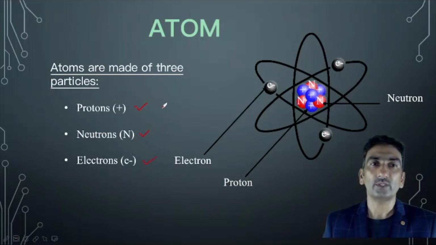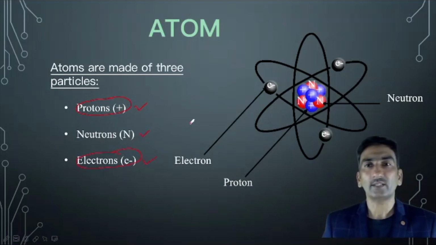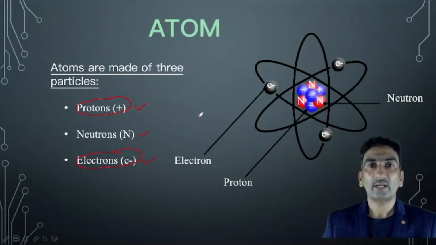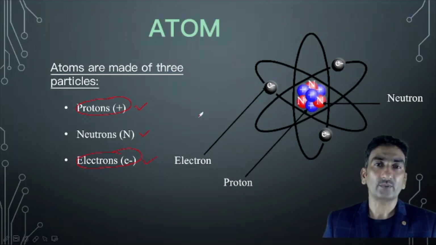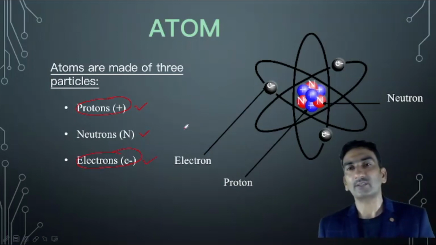Now the question is, if the number of protons and the number of electrons are equal, in that case the atom becomes neutral. If the atom is neutral, that means the whole matter, which is made up of atoms, is also neutral. So if everything is neutral, then how do the objects get charged?